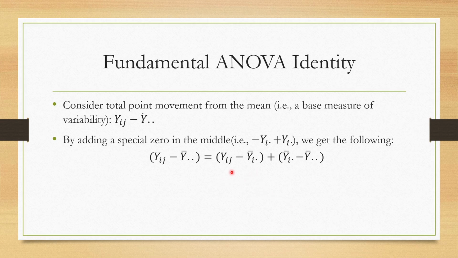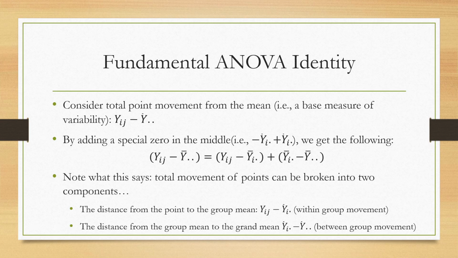Now, if I want to break this down a little bit, think about what these mean. This was the total movement from the point to the grand mean. And we're saying this is the same thing as the movement from the point to the group mean plus the movement from the group mean to the grand mean. It's kind of nice because if you remember, what we were eventually trying to aim for is the movement between the group and the grand mean. This was the variability that we were going to study. It was the cool approach of ANOVA. And we said we were going to compare this to the movement within the groups.